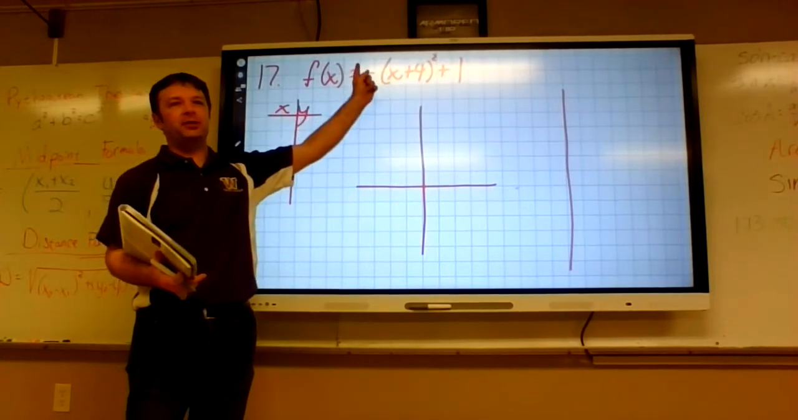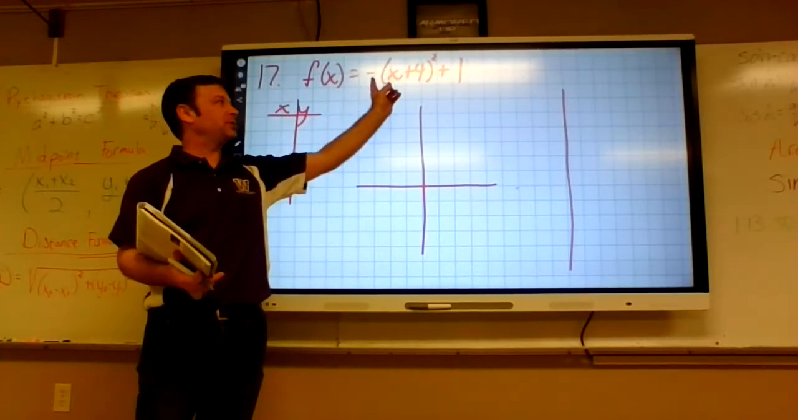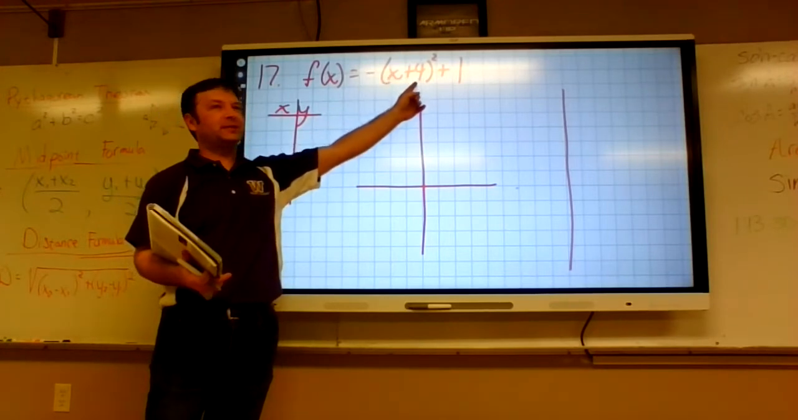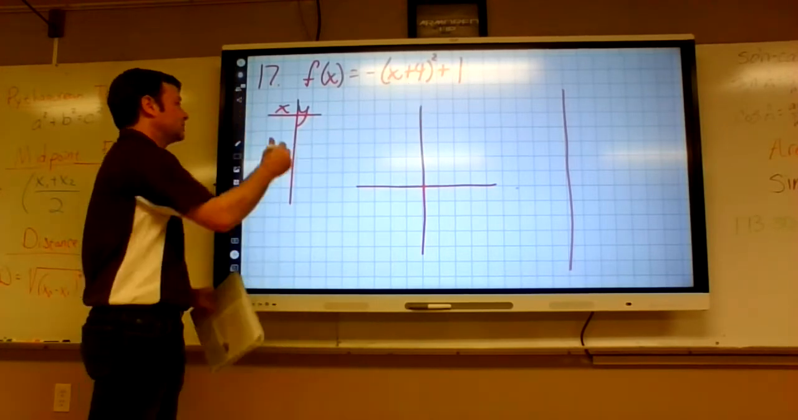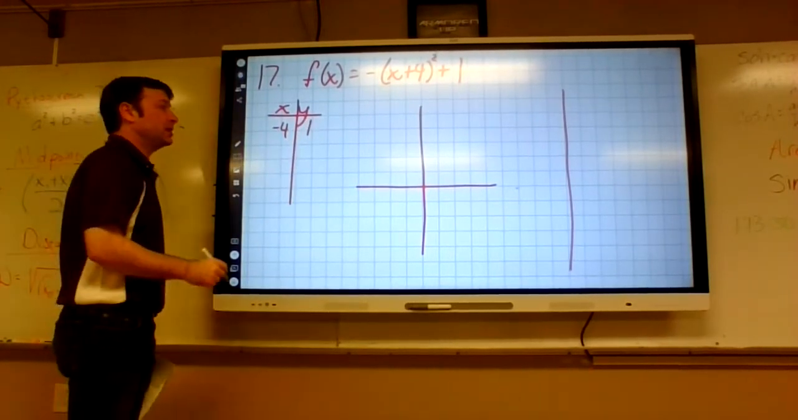What's this negative gonna do? Then it goes negative. Make it go down, which we don't really have to worry about, but that's what it should look like. Where's the vertex at? Negative 4, 1. What would be another couple x values I could plug in?